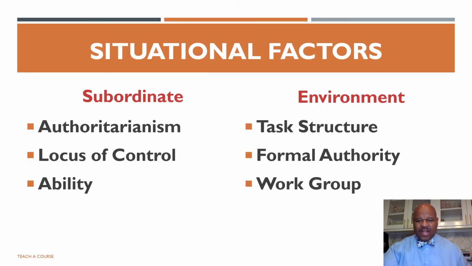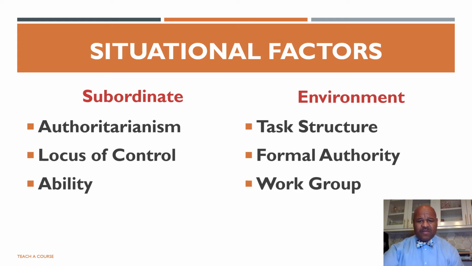If you see here on the left side, we have subordinate, and we have three descriptors for our subordinate here. Basically what these three mean is that the employees really want to be told what to do. They also want to believe they have control to reach the goal, and they also believe that they have the ability to reach the goal.